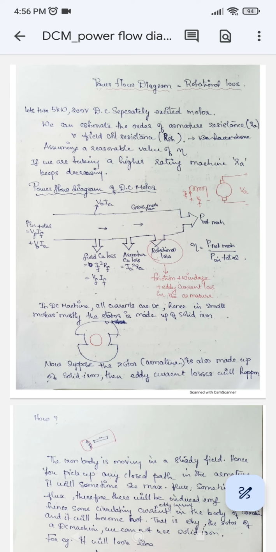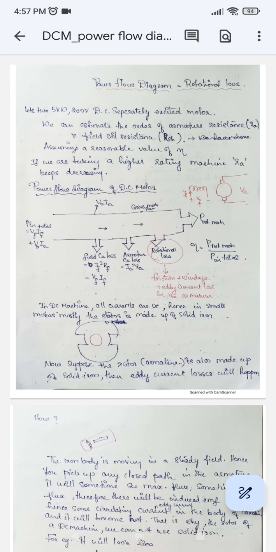For example, in the last class we have discussed about a machine which is of 5 kilowatt 200 volt DC separately excited motor, and we have told that the armature resistance RA and the field resistance RSH can be estimated. When we say about the field coil resistance, it is the resistance of the coil. The external resistance which is added to the field coil in series is not considered. Only the field coil resistance we can estimate the values of these two.